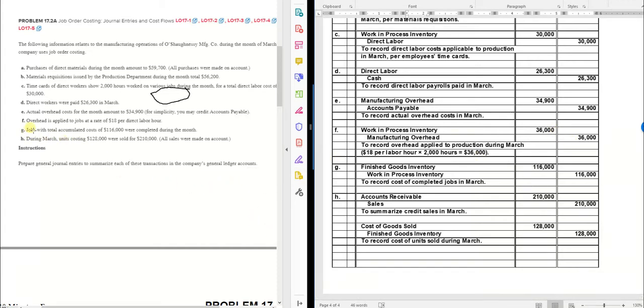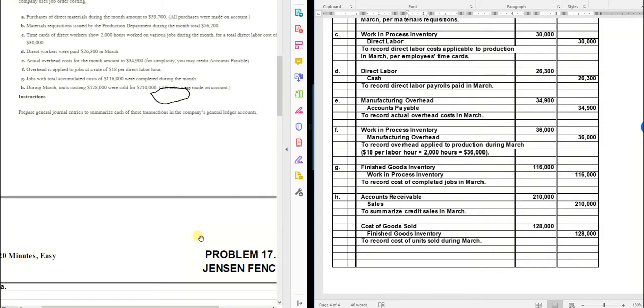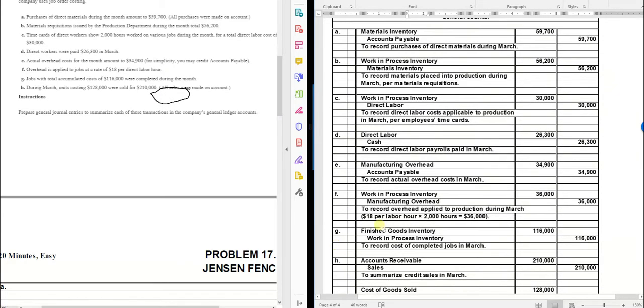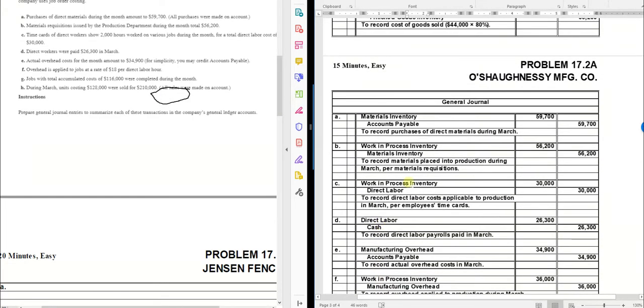Next one, jobs were finished. So I take them out of WIP and put them into finished goods, and then I sold some. So remember, there's always two entries when you make a sale: accounts receivable, sales for the selling price, and cost of goods sold, finished goods inventory for how much they cost us. I could also in this problem do my balances in inventory just by making T accounts of materials inventory. Here's how much I put in, there's how much I took out. So it looks like I've got about 3,500 in there.